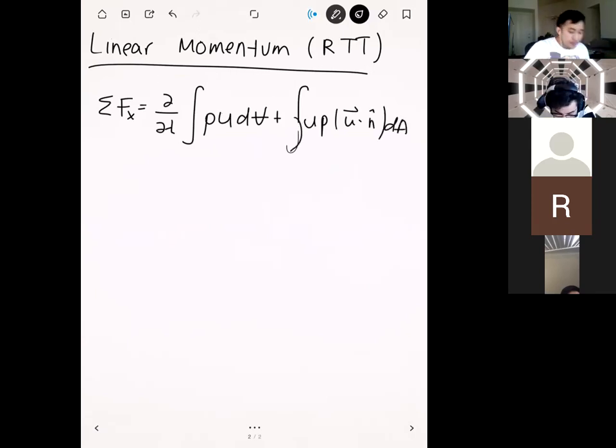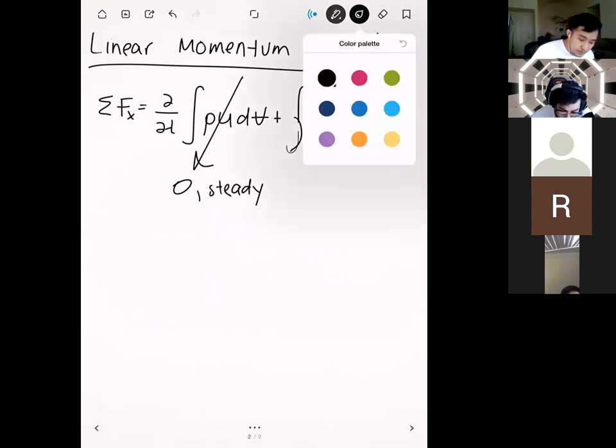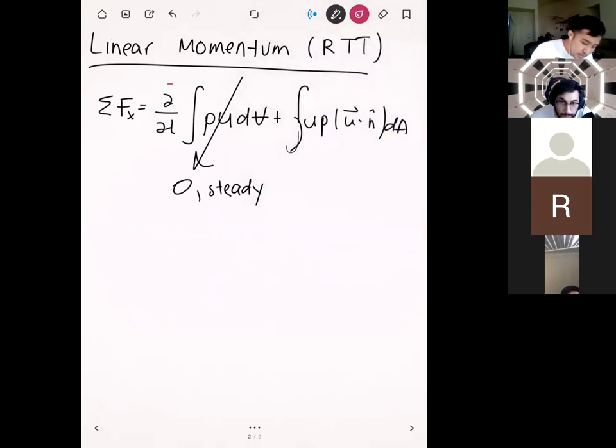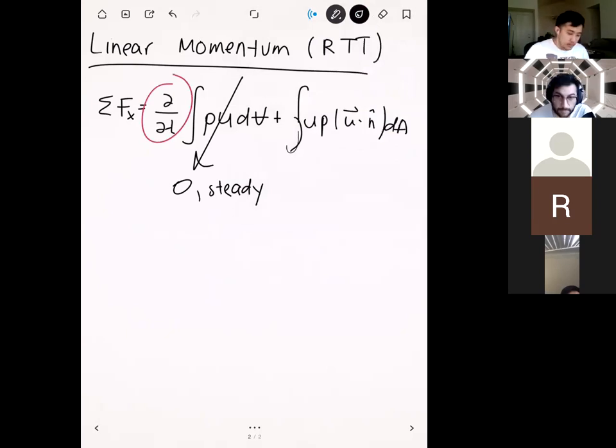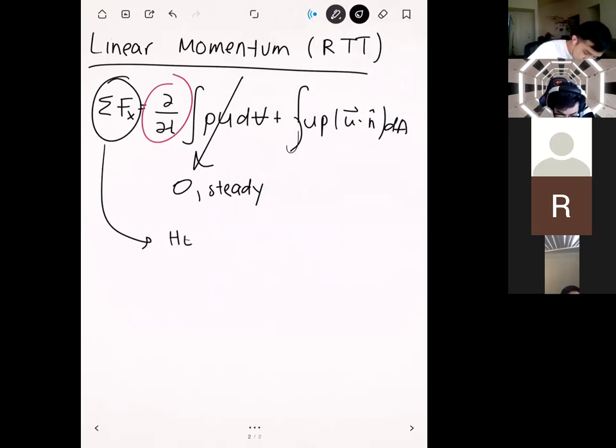Of course, most of the time for momentum, and we're going to apply this today for angular momentum too, we're going to assume this term is 0 because of steady. Anytime you see steady, basically anything that has a time derivative like that is going to be 0. So what I want to talk about is actually this guy over here. Or in other words, how do we interpret this force?